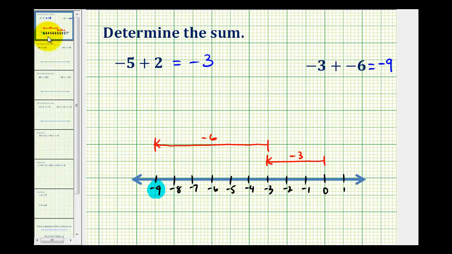Next, we'll take a look at two examples where we use the money analogy, and then we'll also use the formal rules for adding integers.